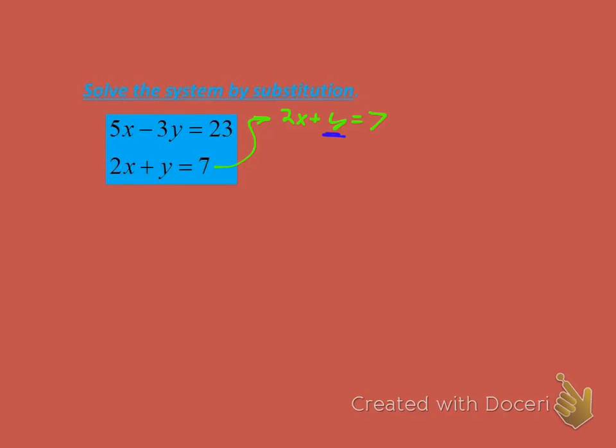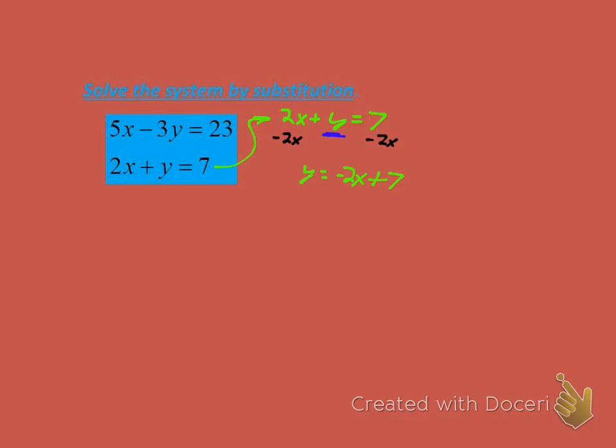I want to get y by itself, which means I need to subtract what? If I want to get y by itself, I need to subtract 2x. So you get y equals negative 2x plus 7. That's step 1.